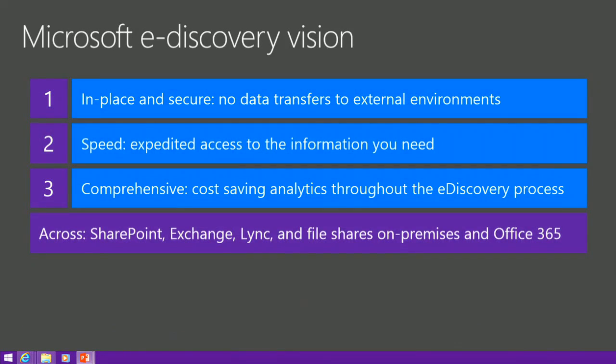So, what's the summary of the vision? The summary of the vision is in place and secure, getting rid of the risk and getting rid of the data transfers; speed, making sure that you're able to get into that data and understand what's going on in that data as quickly as possible; and comprehensive, having all of the tools that you actually need in order to analyze that data available to you at the touch of a button. And of course, across all of the services, as Quentin showed earlier, to be able to look at that data and understand exactly what's going on within that data.